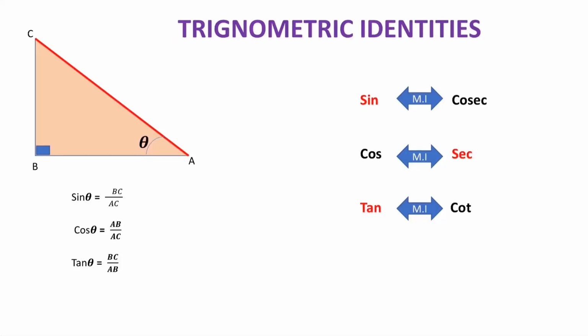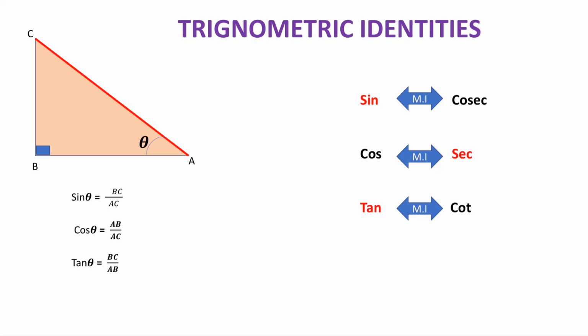Now we know that sin theta is BC by AC, meaning the opposite side by hypotenuse, and cos theta is AB by AC, which is the adjacent side by hypotenuse, and tan theta is the opposite side BC by the adjacent side AB, and cosecant, secant and cot are the multiplicative inverses. So let us find some of the basic trigonometric identities using Pythagoras theorem.